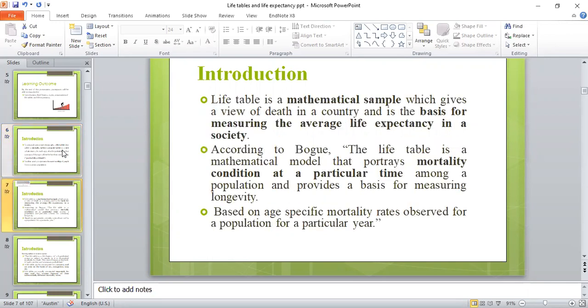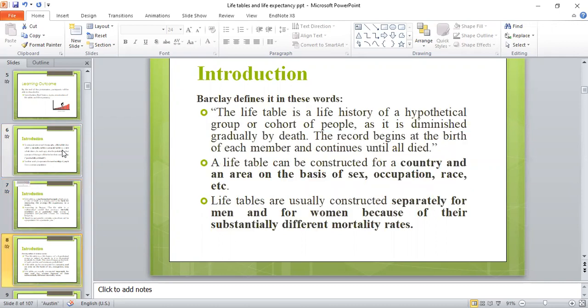A life table is also a mathematical sample which gives a view of death in a country, and it is a basis for measuring the average life expectancy in society. According to Bogue, the life table is a mathematical model that portrays the mortality condition at a particular time among a population and provides a basis for measuring longevity. It is based on age-specific mortality rates observed for a population for a particular year.